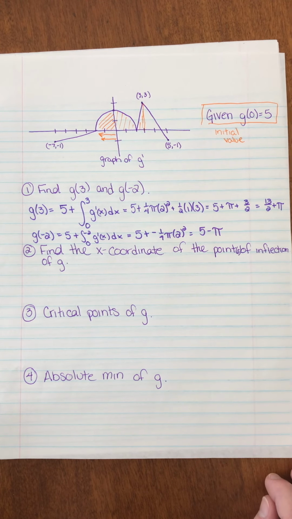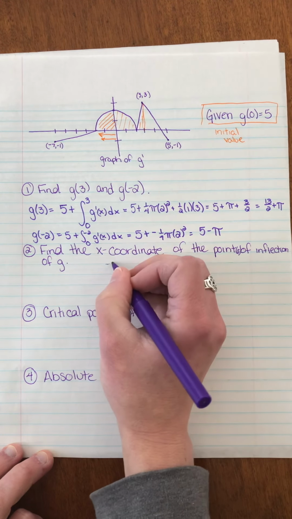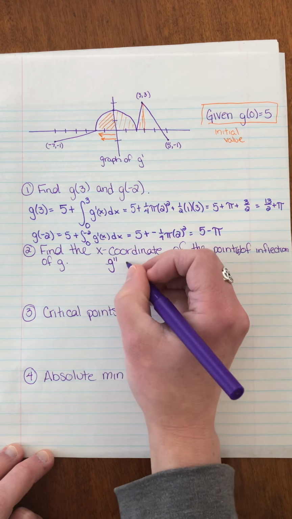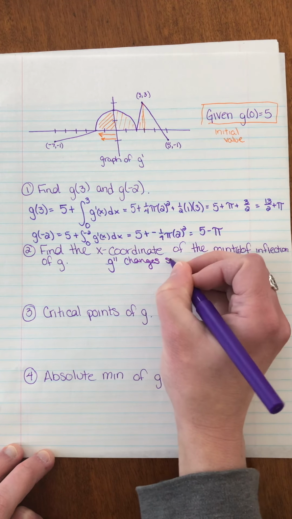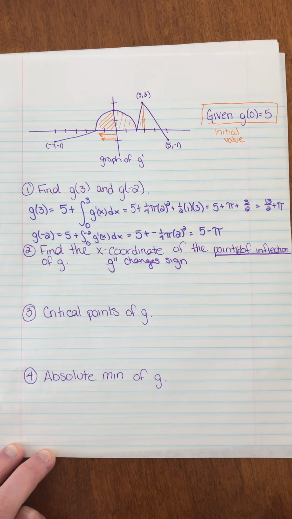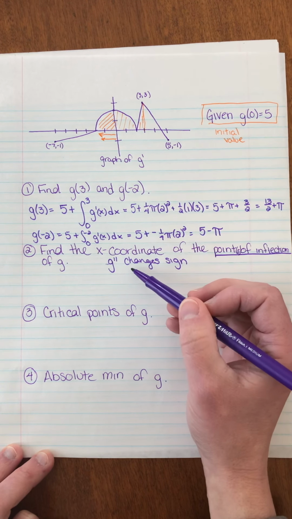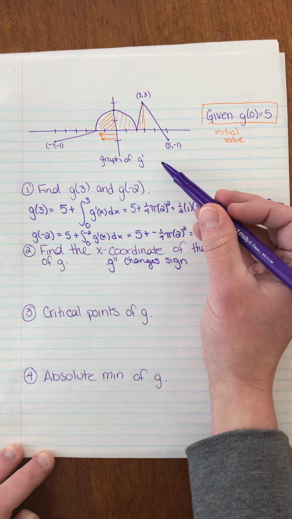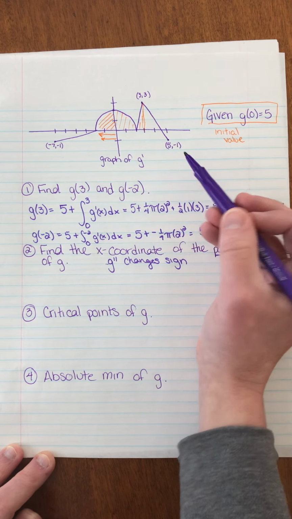Find the x-coordinate of the points of inflection of g. So points of inflection, that's where g double prime changes sign. That is the key thing with points of inflection. That's where g double prime changes sign. So this is a graph of g prime. So g double prime is the derivative of this graph, aka the slope of this graph.